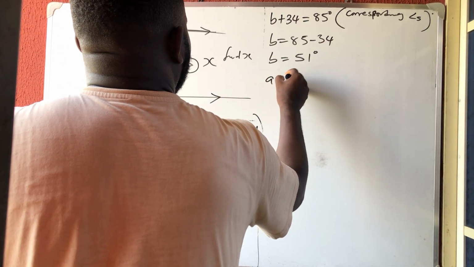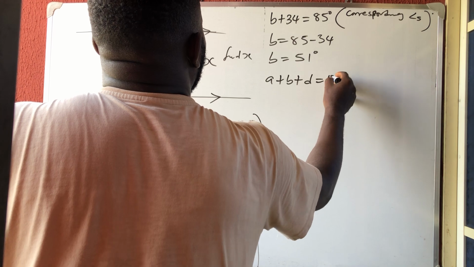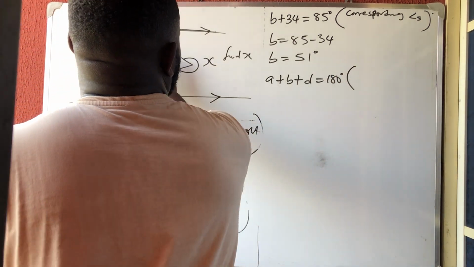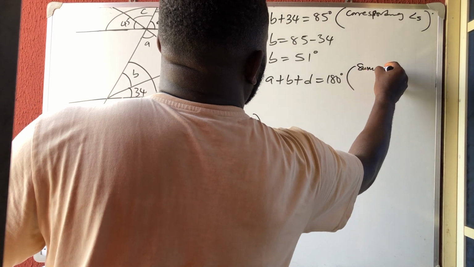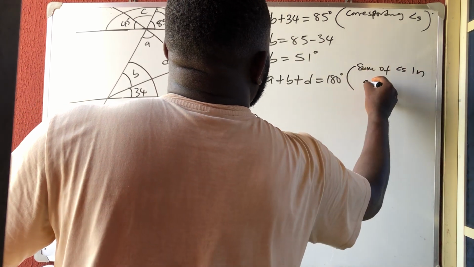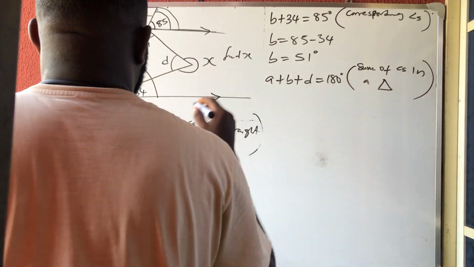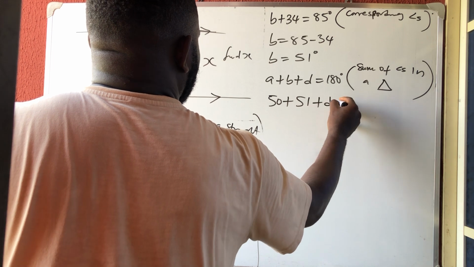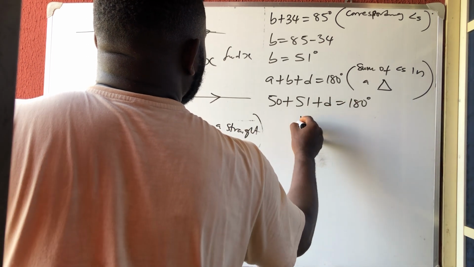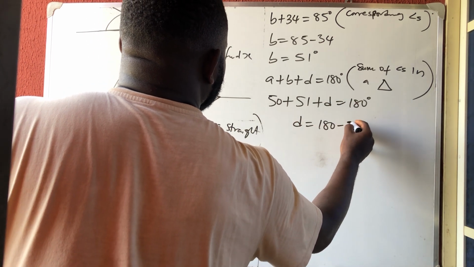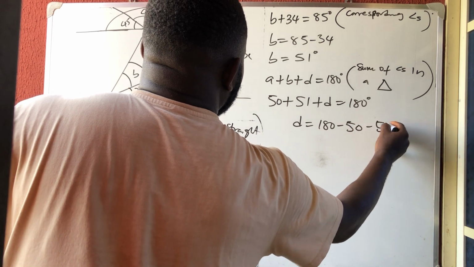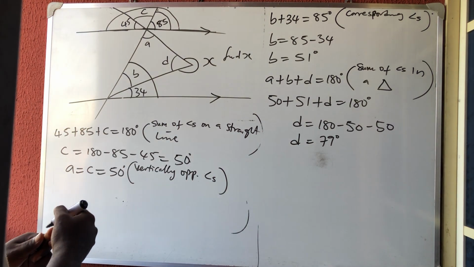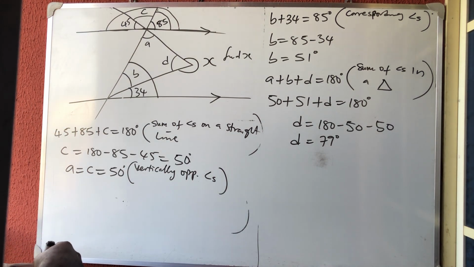Now to get my D is very simple. I'll say that A plus B plus D is equal to 180 degrees. What is my reason? Sum of angles in a triangle, in this triangle. So what do we have now? My A is 50 plus my B is 51 plus my D is equal to 180 degrees. So therefore D is equal to 180 minus 50 minus 51. So therefore my D is 79 degrees.